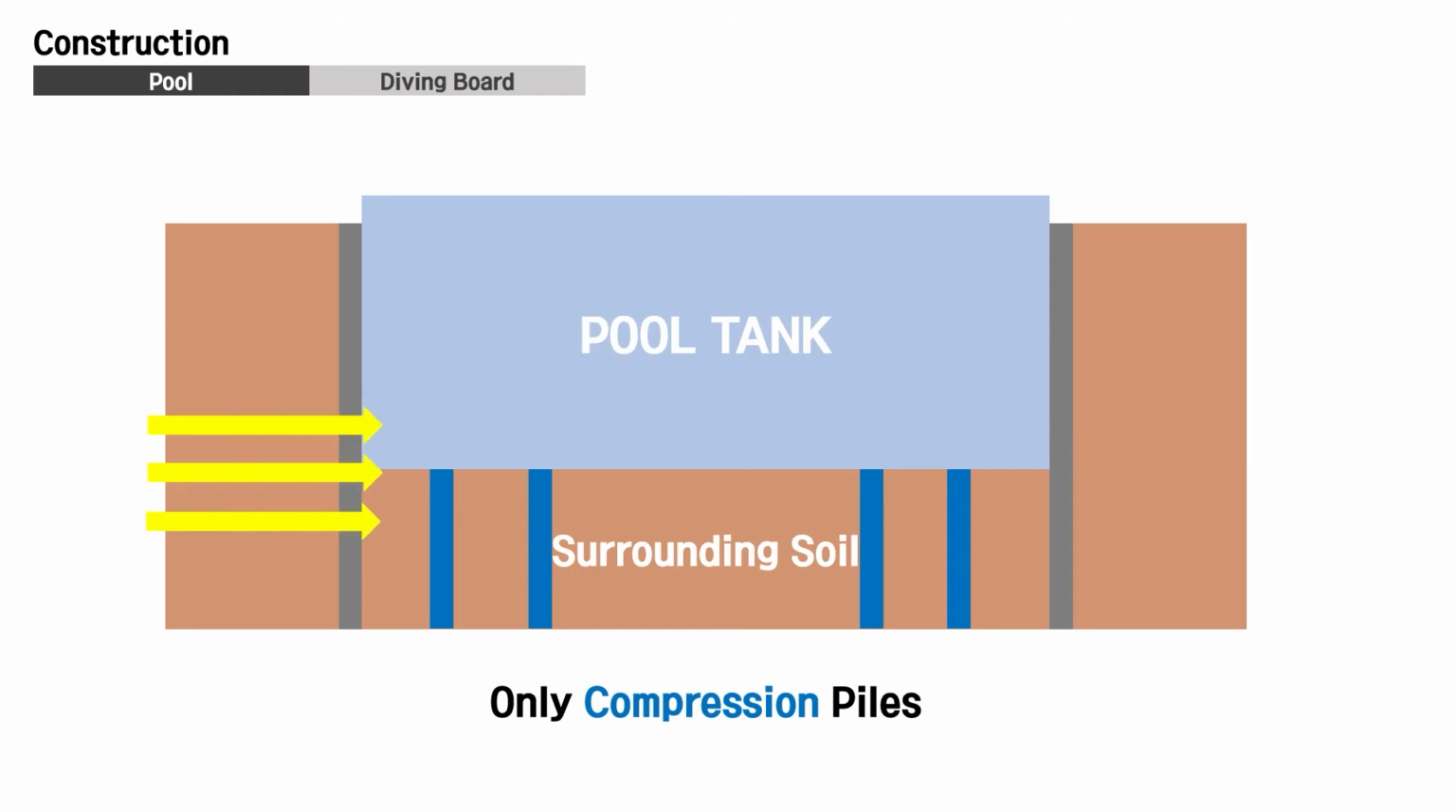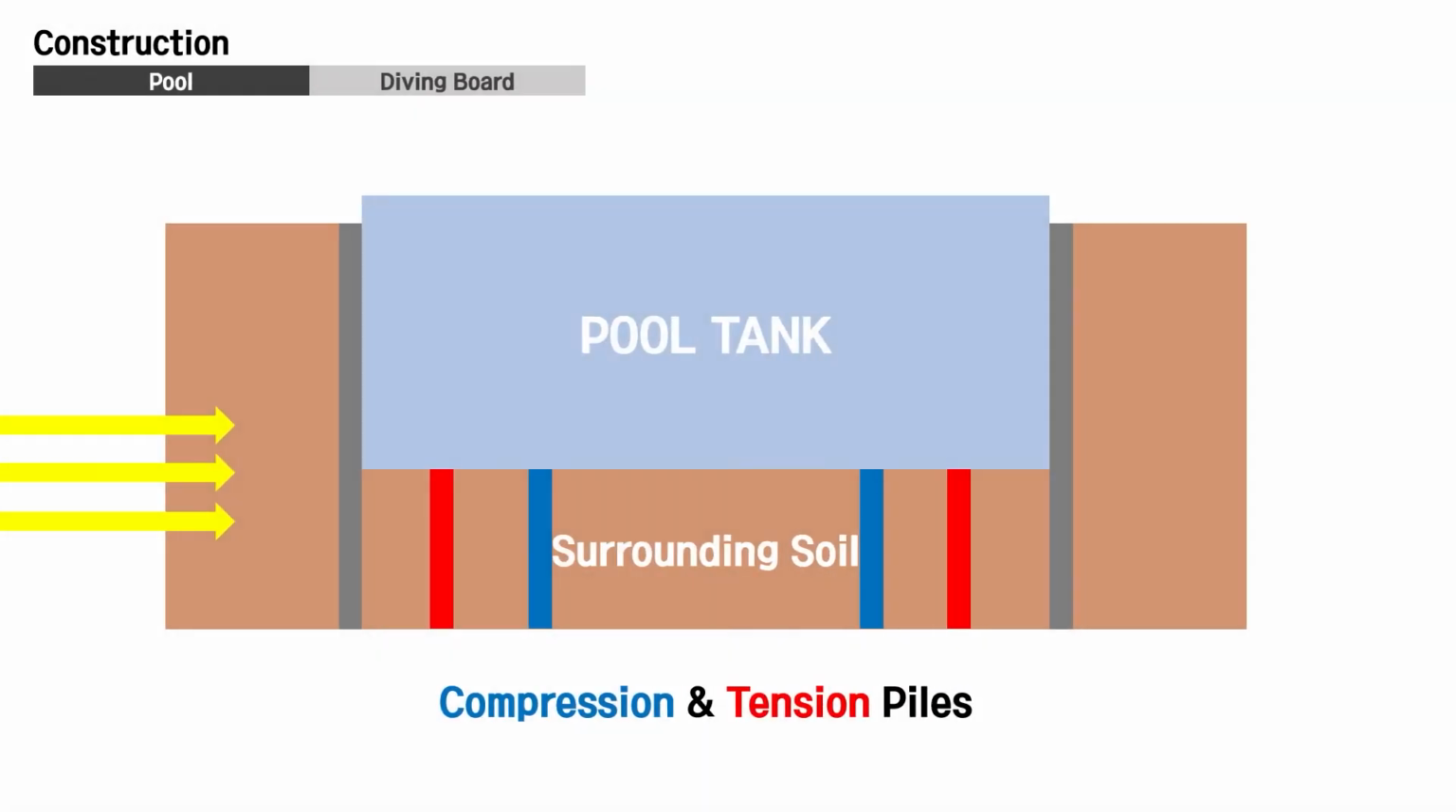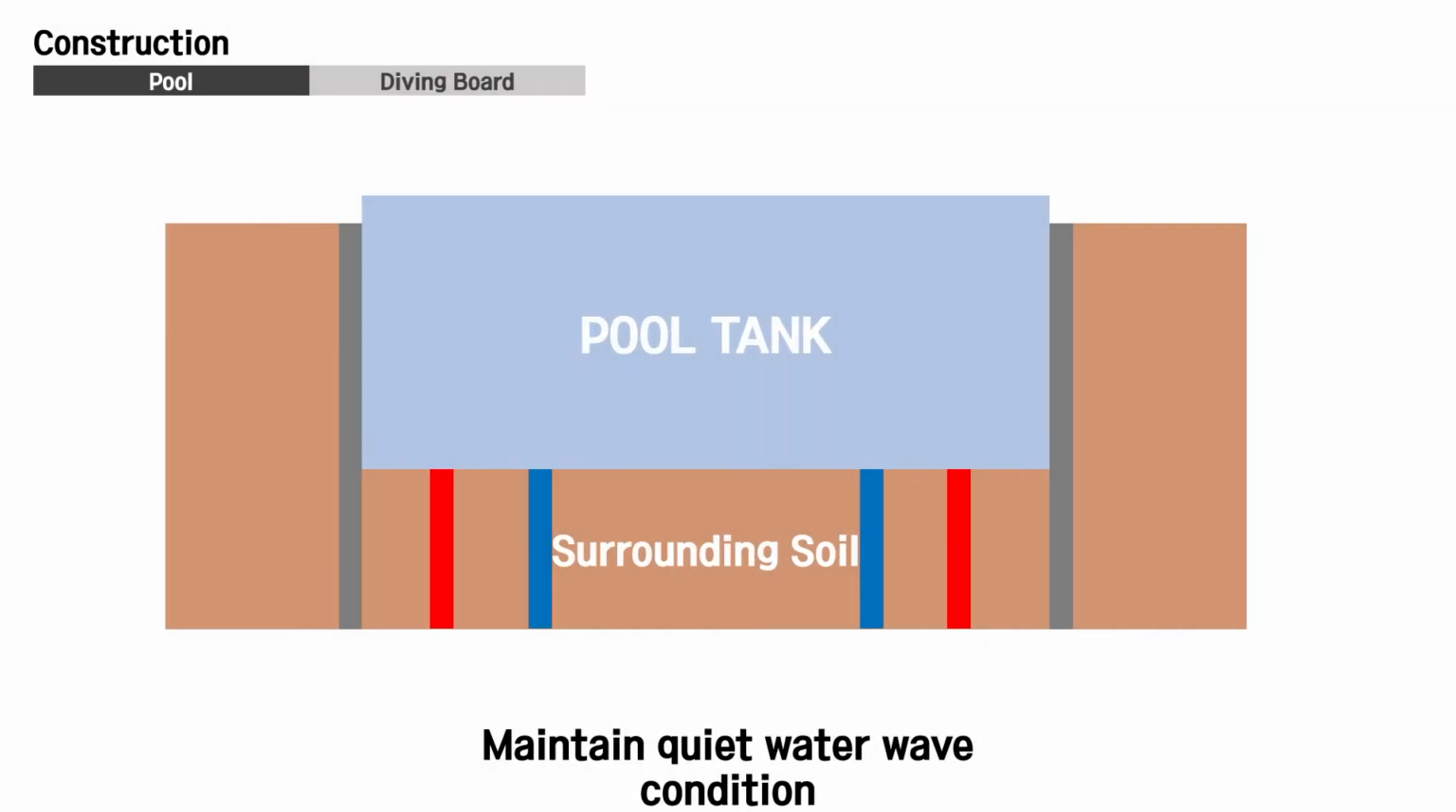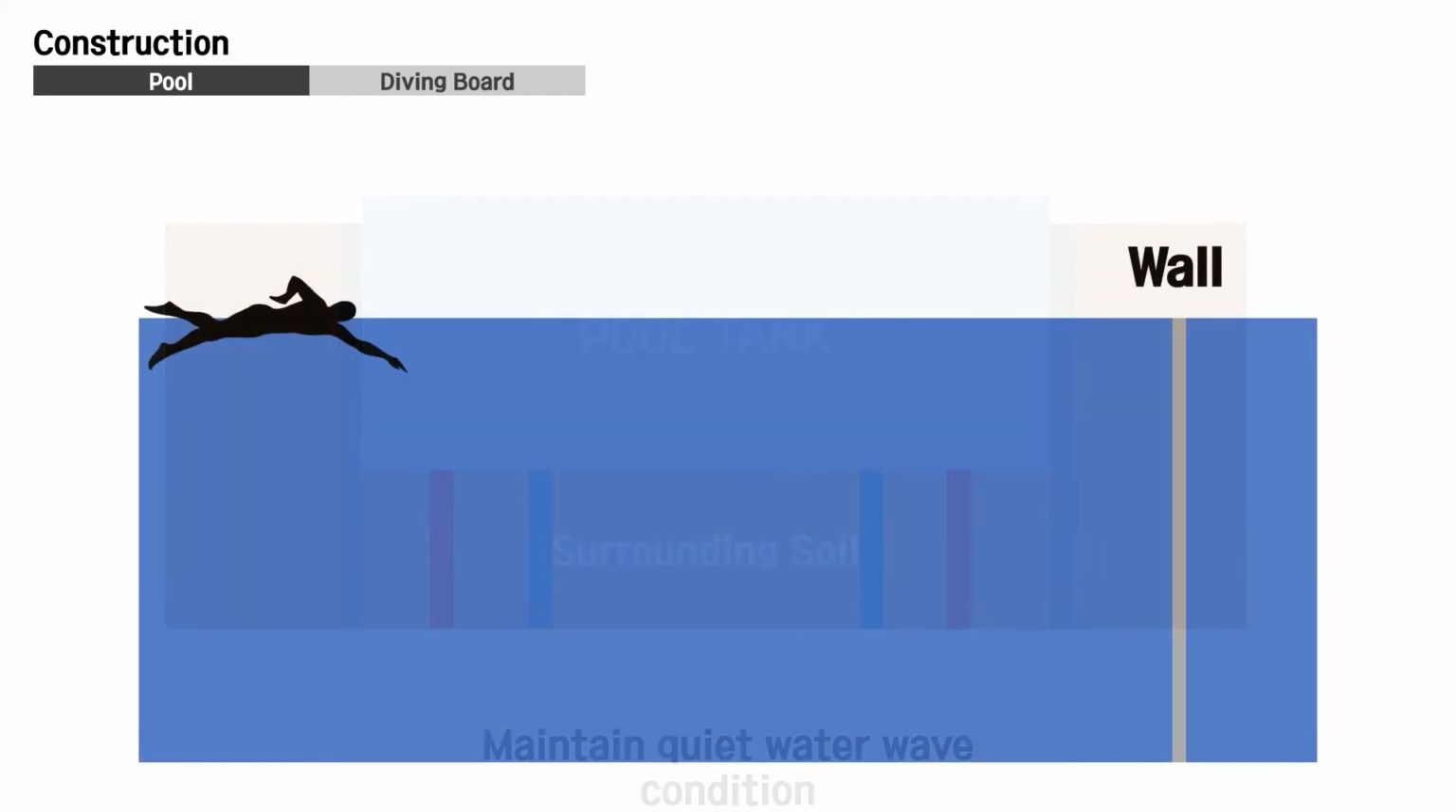When there are wind loads from a hurricane or uplift forces by soil, a structure with only compression piles will collapse from the powerful moment. But if compression piles and tension piles are used together, even if there is a powerful moment at the tip of the piles, the tension piles carry on their role. So, if there is an uplift of soil, the tension piles hold the pool tanks and maintain the quiet water wave for better competition.